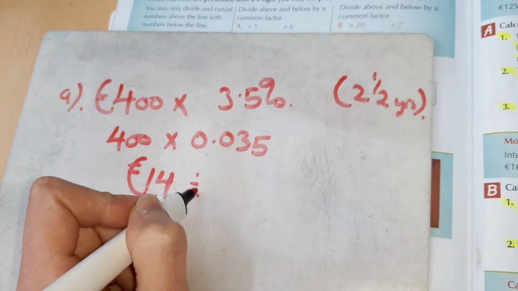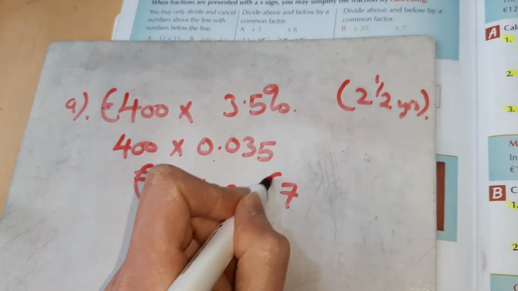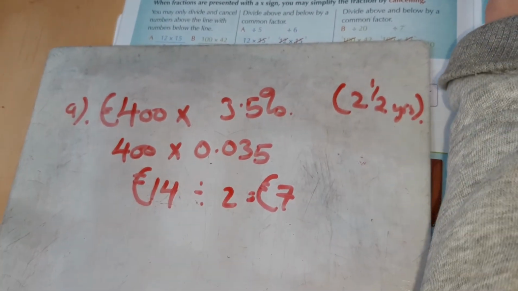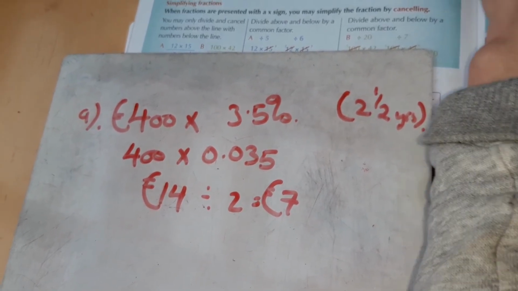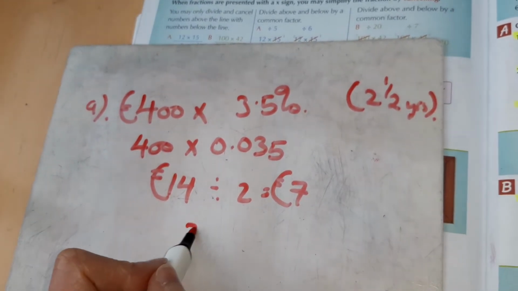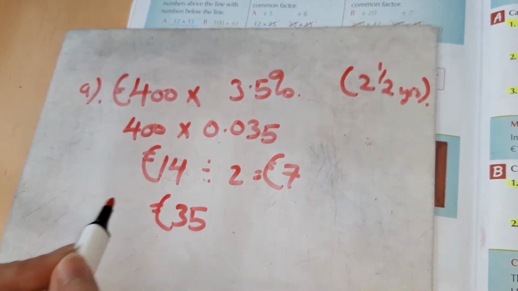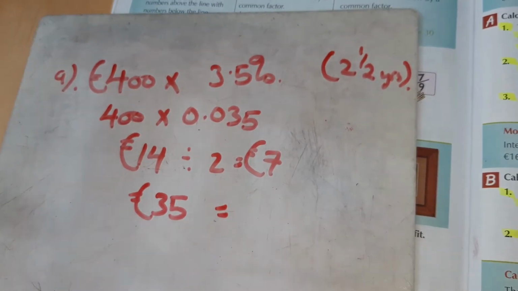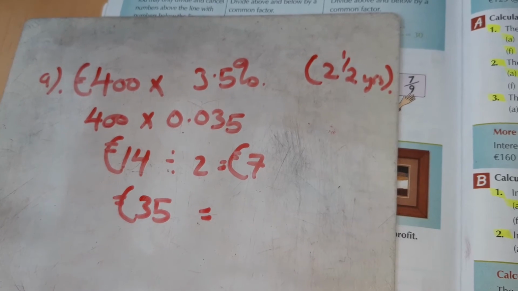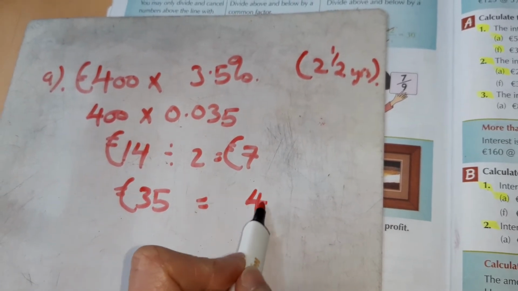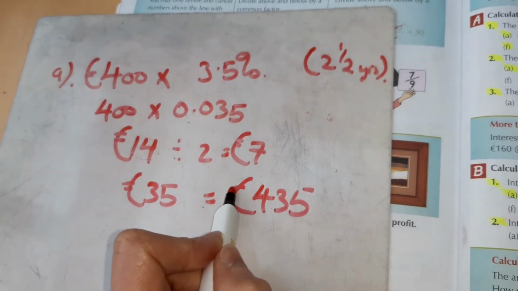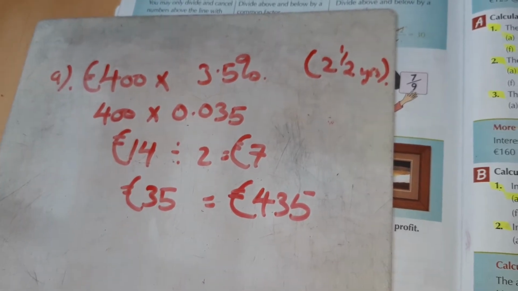So find out the half year is 7. So we have 14 times 2 is 28 plus 7. So it's 35. So the interest they will get on that amount of money at 3.5% over 2.5 years is €35. So at the end of that time in their account, they would have €435.